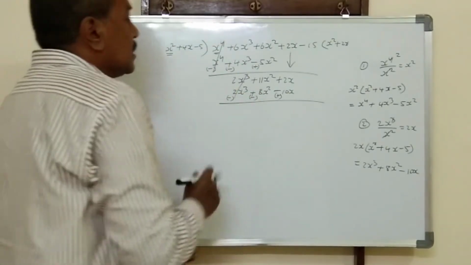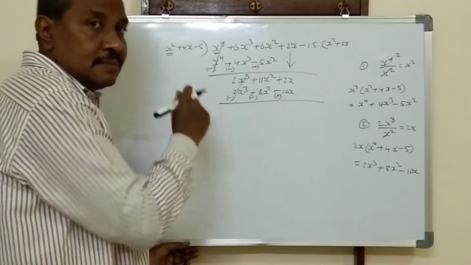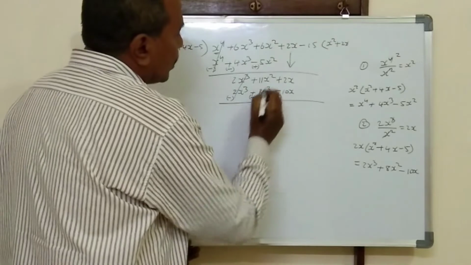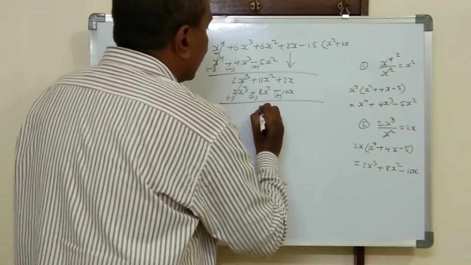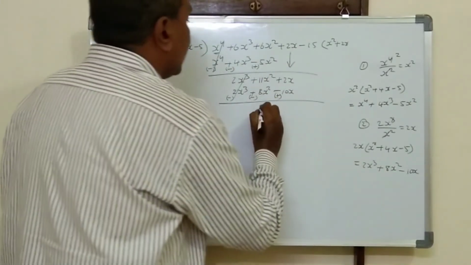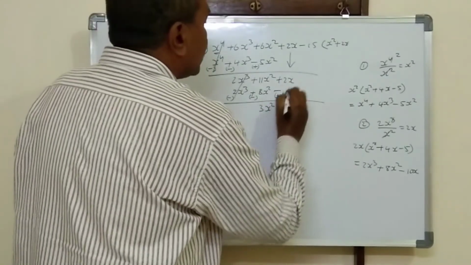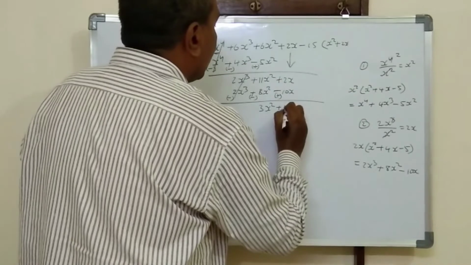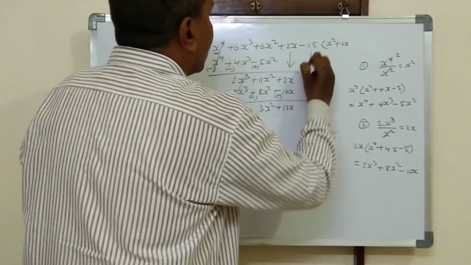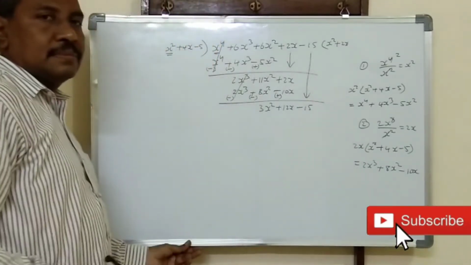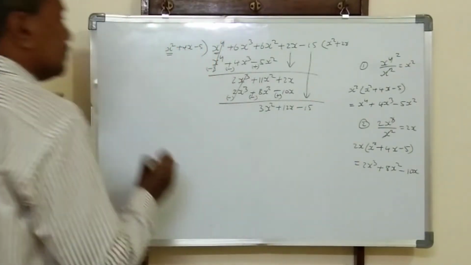Okay. Suppose if it doesn't cancel, that means somewhere a mistake happened. So 11x square minus 8x square, that is equal to 11 minus 8, which is equal to 3, 3x square, plus 2x plus 10x, that is equal to 12x. Now bring down the next term, that is equal to minus 15. Okay. Step 3.